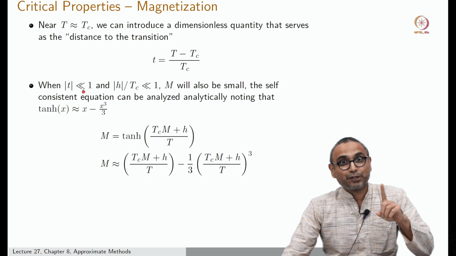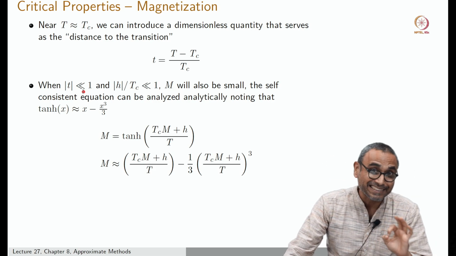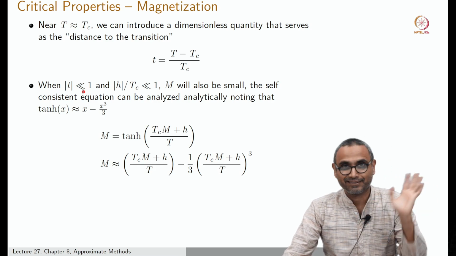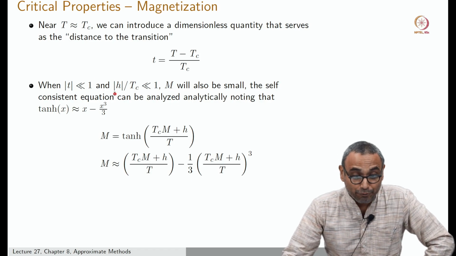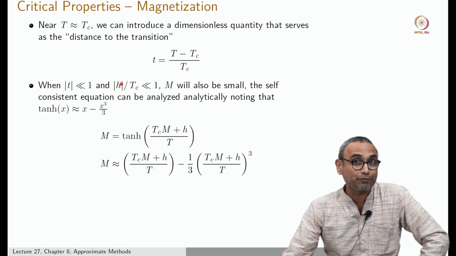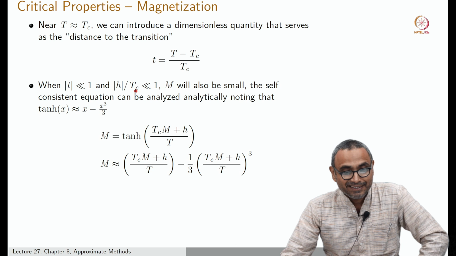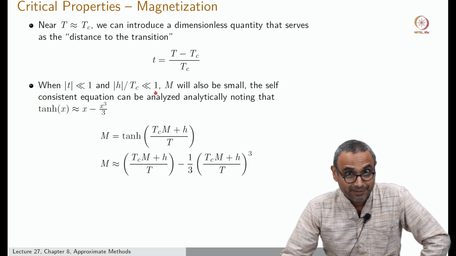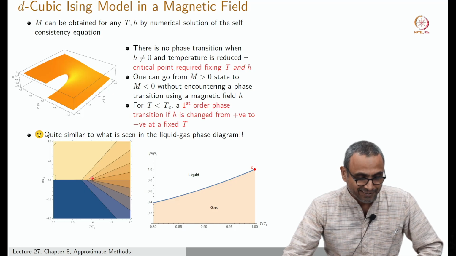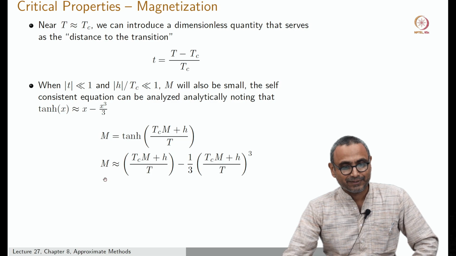Remember now, to set the critical point, I also had to make sure that h is 0. Right? If h is not 0, there is no critical point. So I have to make sure that mod h by Tc, remember h has dimensions of energy, is much smaller than 1. That is what will define the vicinity of the critical point. So I am sort of here in this regime, and that is the vicinity of the critical point.